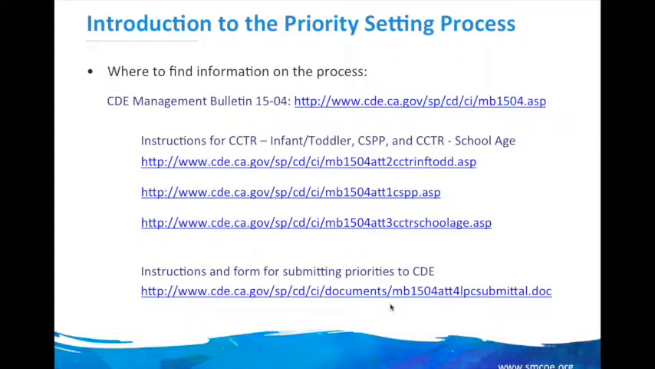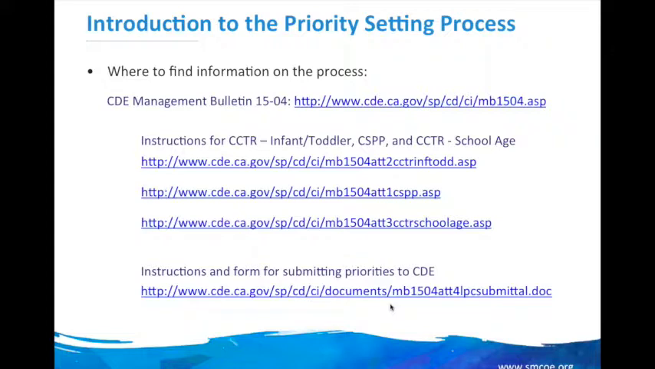So here's where you can find information from CDE about the process. We made these links live. By design, there's very little information there about the instructions. The instructions you may have seen are kind of minimal, but this allows for some level of local flexibility still, and different ways of presenting things at a local level that make more sense in your county.